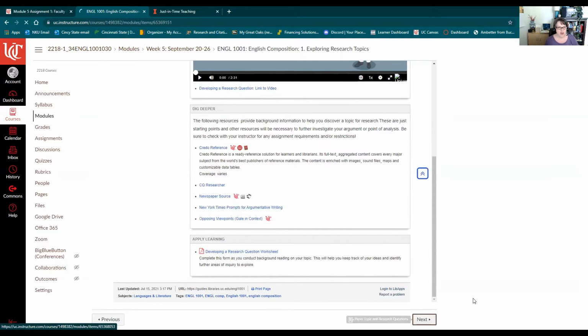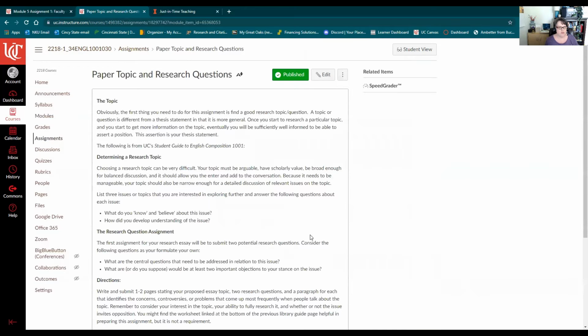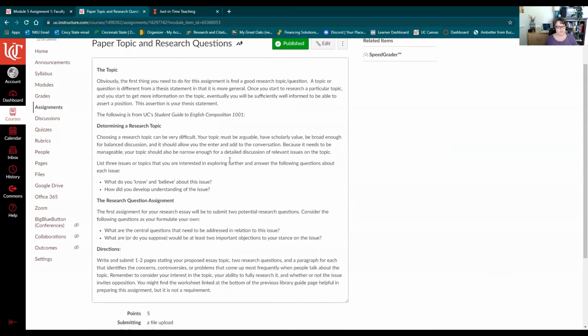And then once you do that, we move on to the paper topic and research questions assignment. So the first thing you need to do is find a good research topic or research question. And the topic or question is different from a thesis statement because it's more general. So once you start researching things and you get more information about the topic, you'll be sufficiently well informed to be able to assert a position. And then once you are able to assert a position, that assertion turns into your thesis statement.